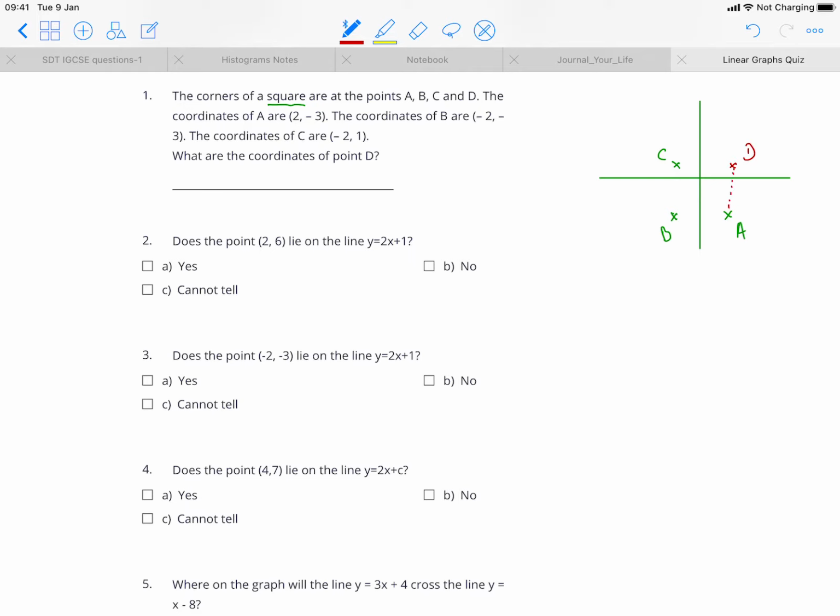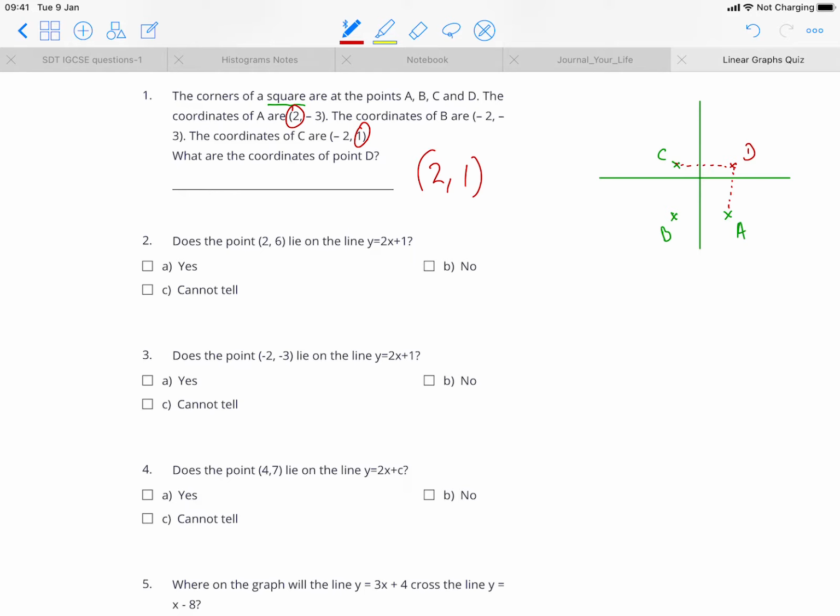So we can see it's going to be horizontal from C and vertical from A. So it means it's going to have the X coordinate of A, which is 2, and the Y coordinate of C, which is 1. What are the coordinates of D? It's going to be 2 and 1. So it looks something like that.